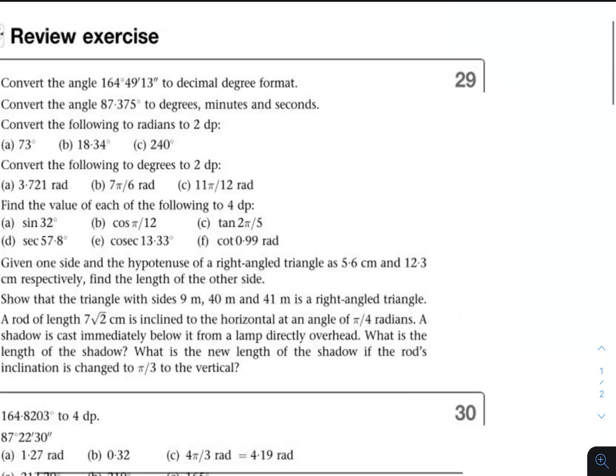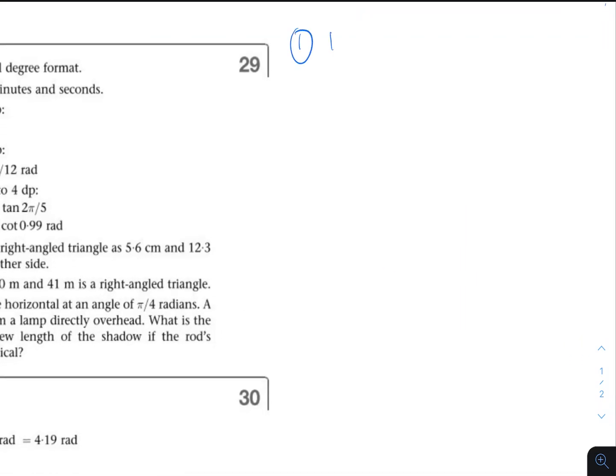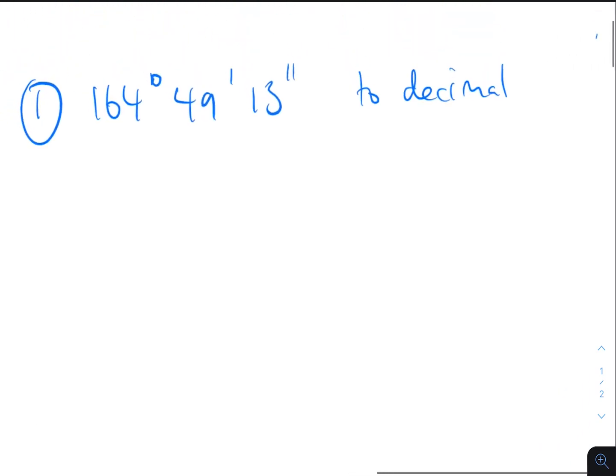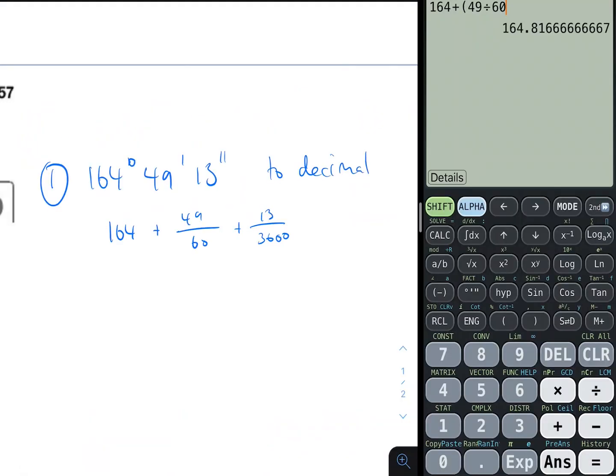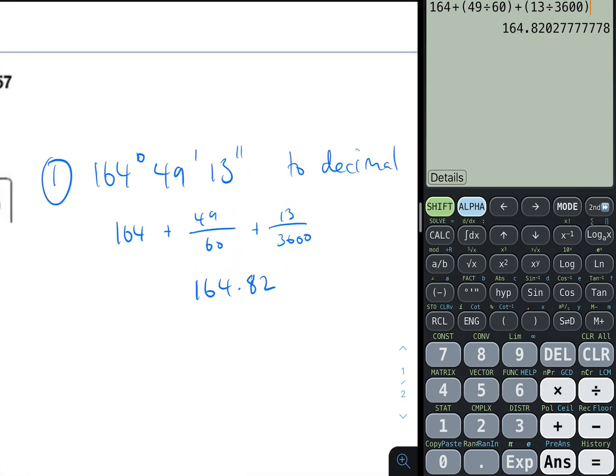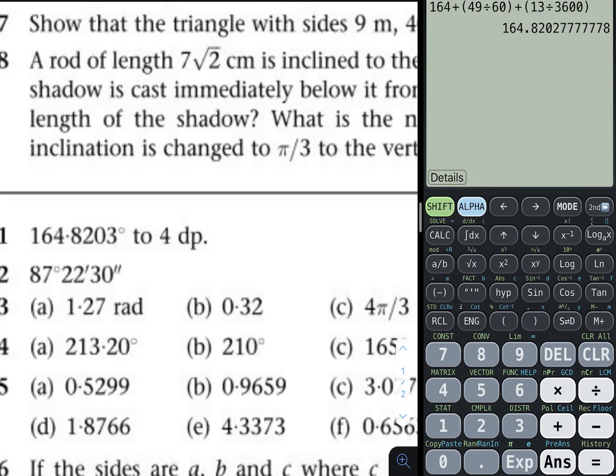So question 1: convert the angle 164 degrees, 49 minutes and 13 seconds to decimal degree format. We'll fill it out over here. We've got 164, that stays the same. Then we're doing plus 49 over 60 plus 13 over 3,600. So this was in the second video. 164 plus 49 divided by 60 plus 13 divided by 3,600 gives us 164.82.